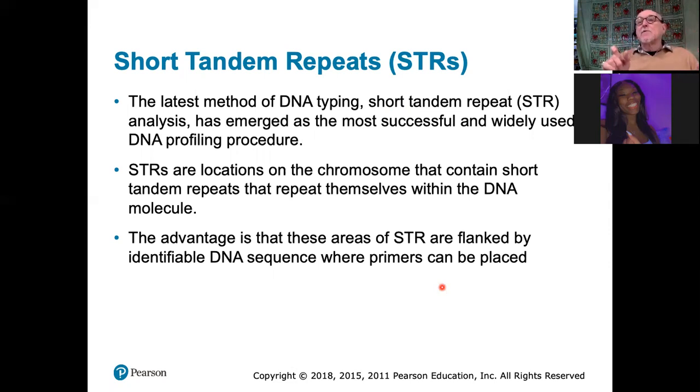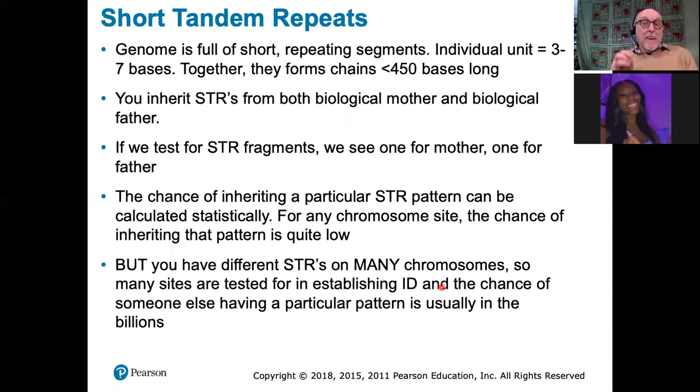We can design primers that will sit on either side of those repeat areas. In this case, we don't need much DNA at all. We only need a very small amount of DNA. And because we're using polymerase chain reaction, we can amplify and actually examine for the presence of the repeating segments. And we design it so that it's just the repeat segments that are replicated.